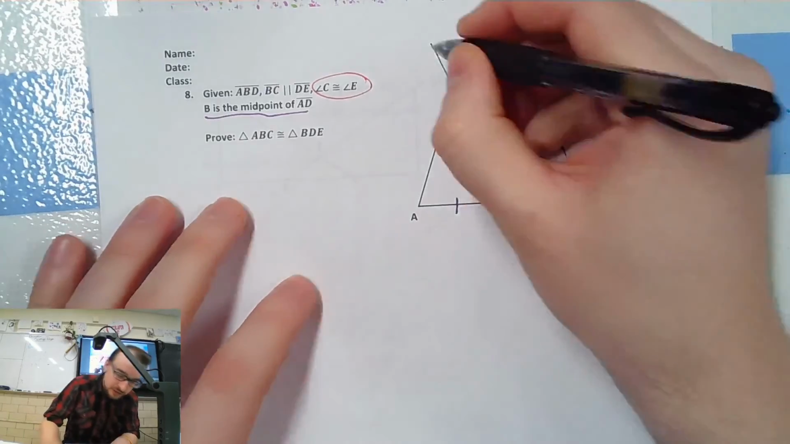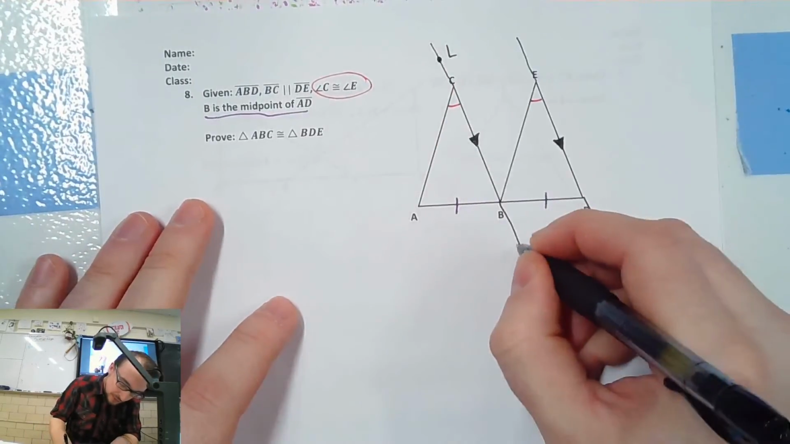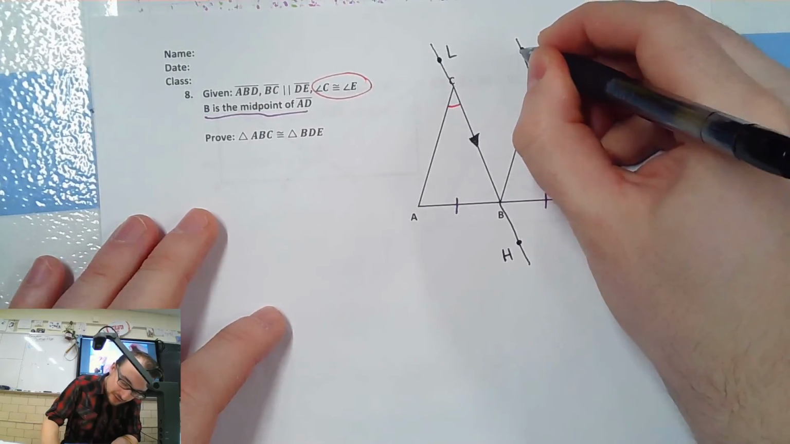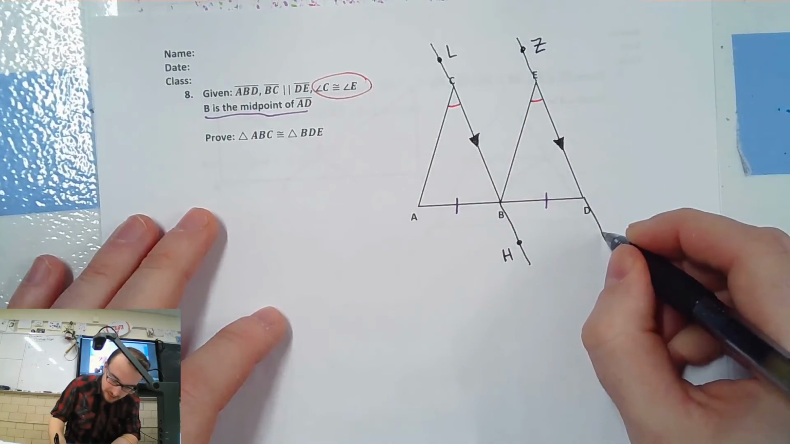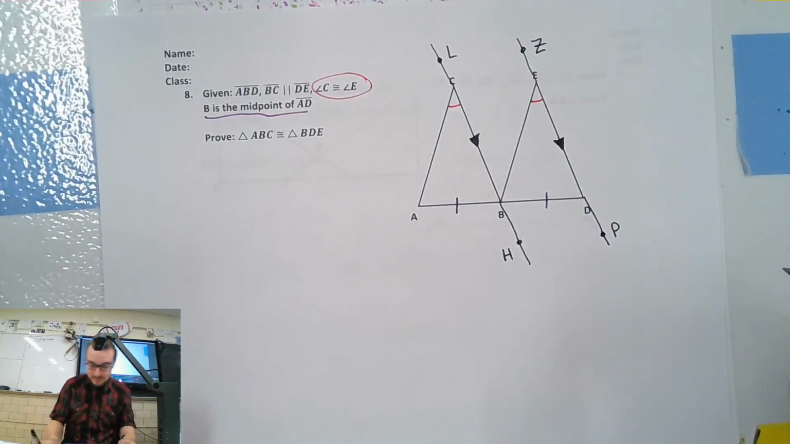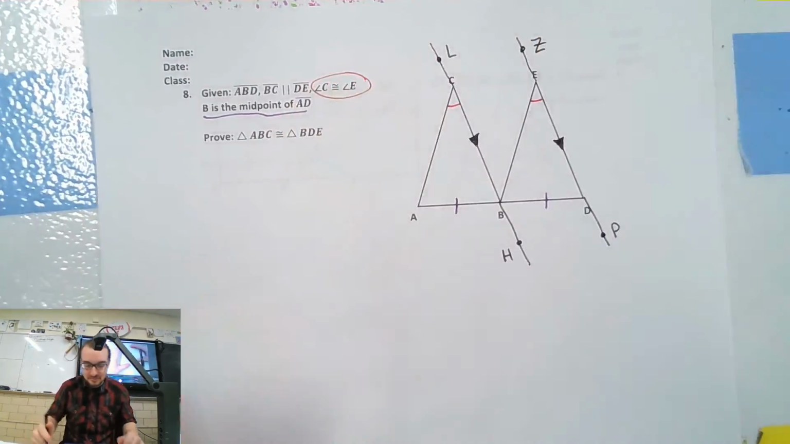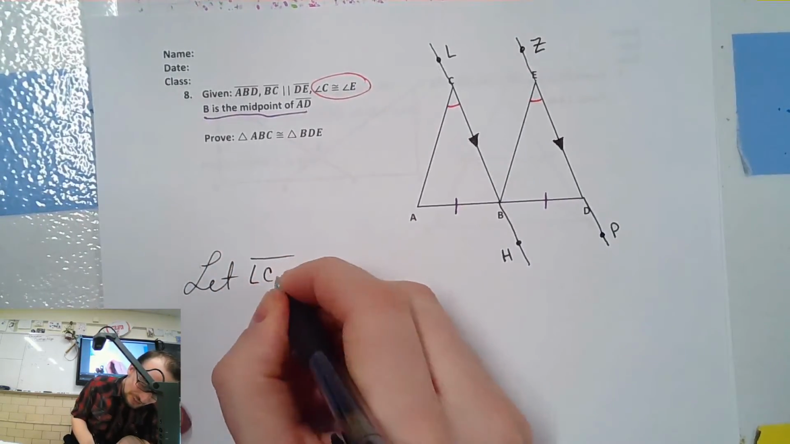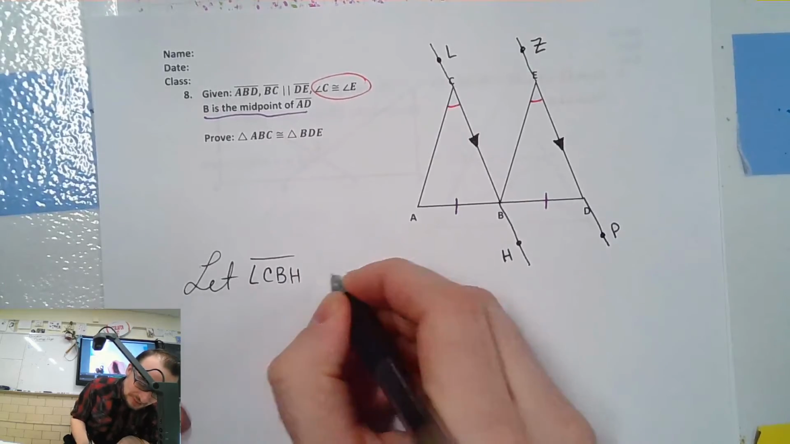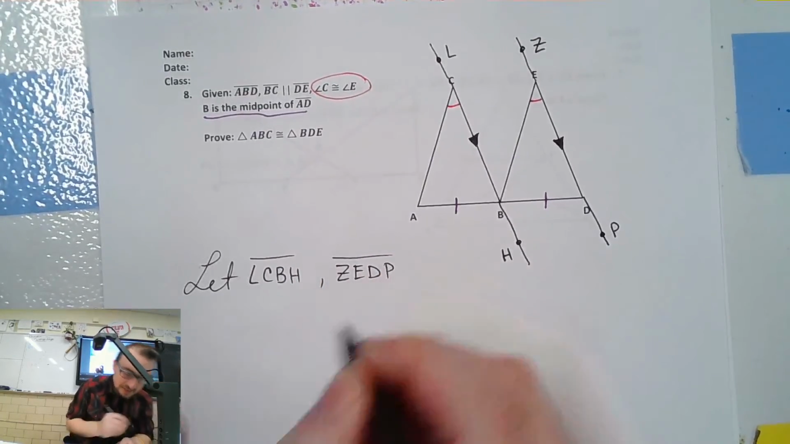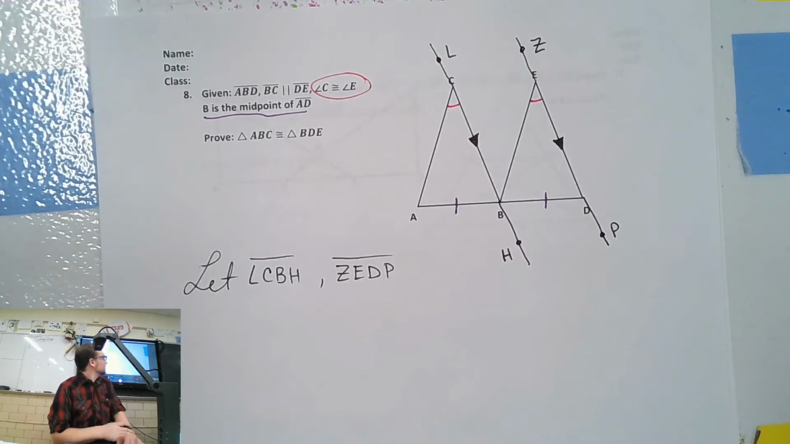Let's extend them into L and H for Landry Harmon, and then Z and P for Zayden. Well, all right. That was definitely on accident, but we're going to keep it. I didn't know what I was talking about.